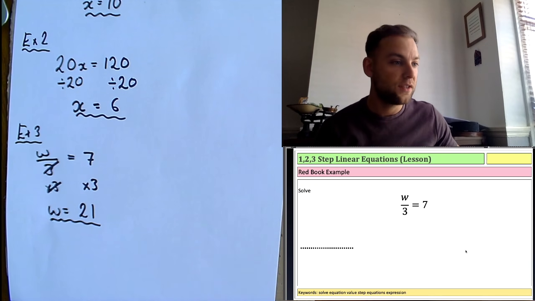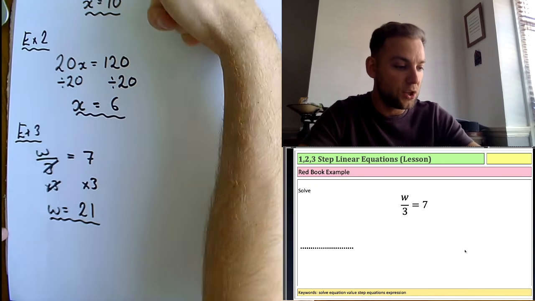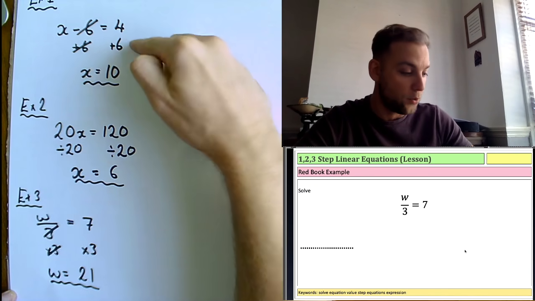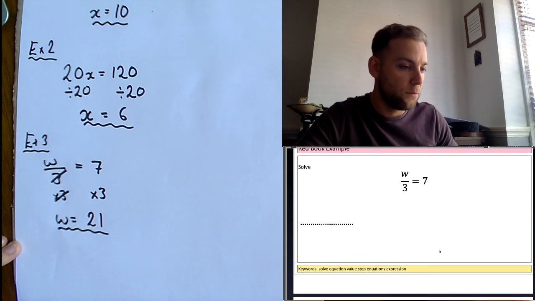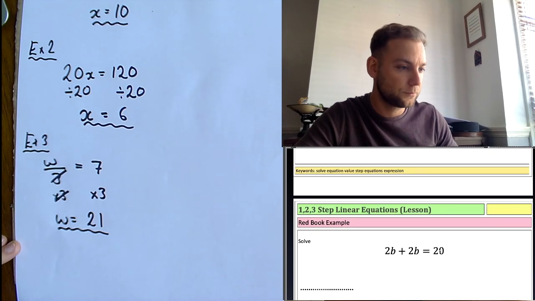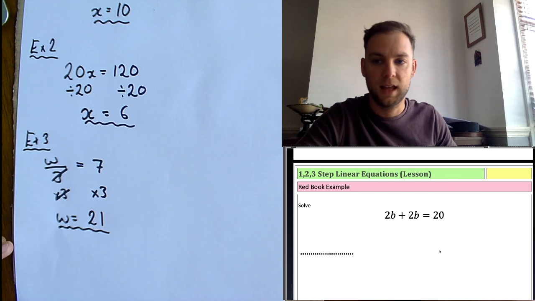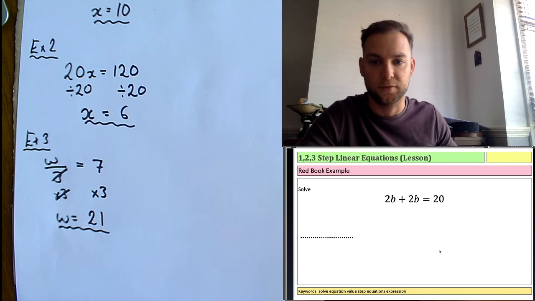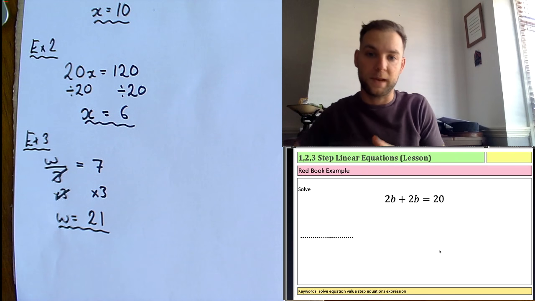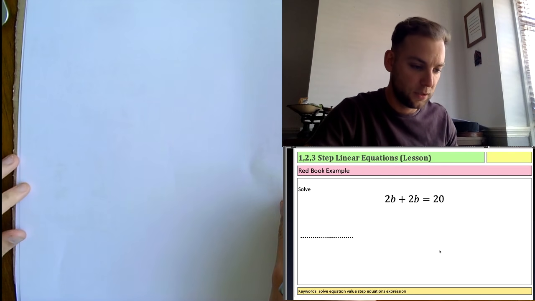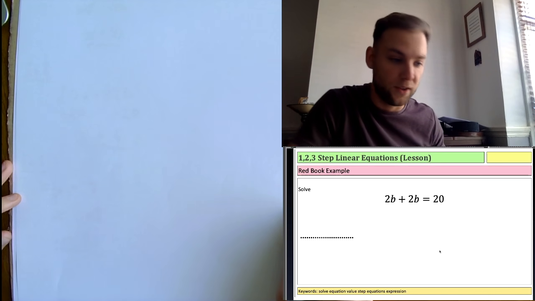Super. So these are all one-step equations, and the reason they're called one-step equations is because all of them only have one step. Okay? So if we move on now, you'll notice here we've got one question which is a little bit different. So this one here is 2b plus 2b is equal to 20. Now, we do have a problem with this one here.